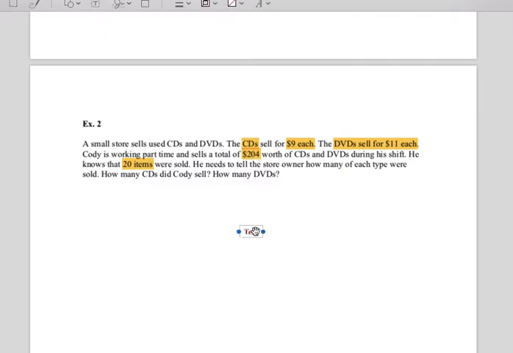So step 1 is to define what we're going to be using. So C can be for CDs, okay? And D can be used for DVDs. And then I'm going to flip this around. Let me just write C equals CD and D equals DVD.